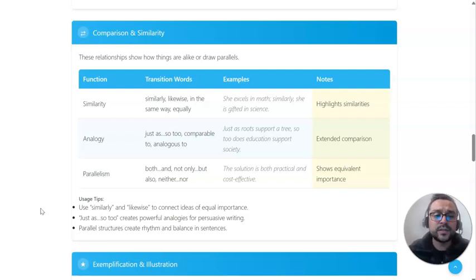Some usage tips: use similarly and likewise to connect ideas of equal importance. Just as, so too creates powerful analogies for persuasive writing. Parallel structures create rhythm and balanced sentences.